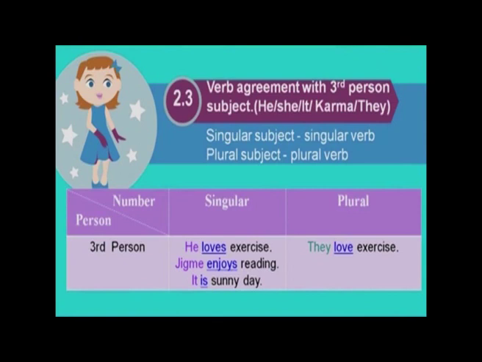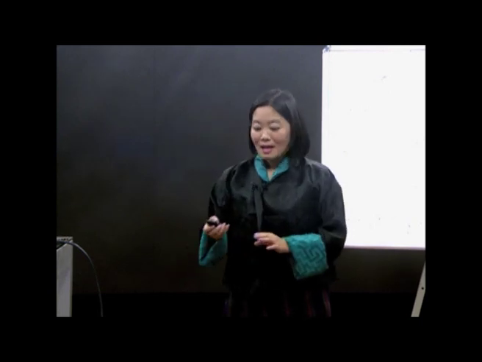Now, let's look at plural form. They love exercise. They is in plural form, so love is also a plural verb. A plural subject will take a plural verb. With this, we have come to the end of verb agreement with number and person.